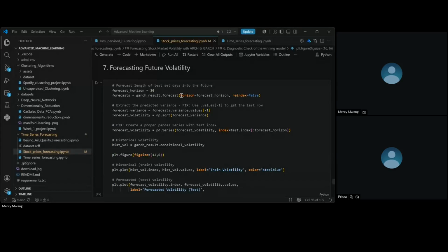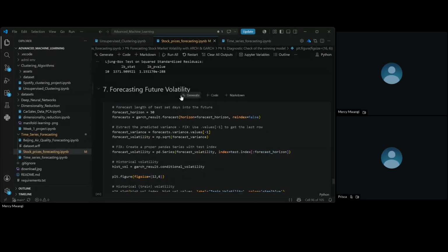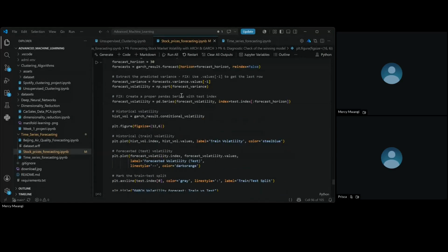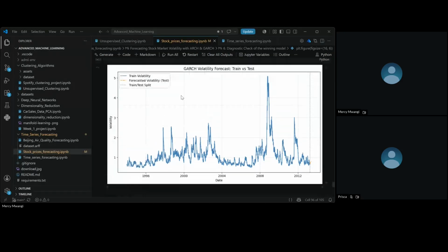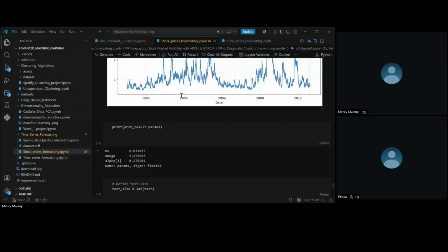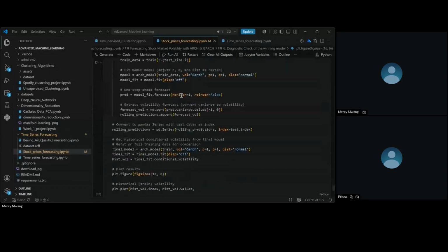now I'm forecasting the volatility. So I've finished my training and modeling. Now I'm moving to forecast my volatility. And why do I forecast with ARCH? Should have forecast with GARCH. And let me show you how.